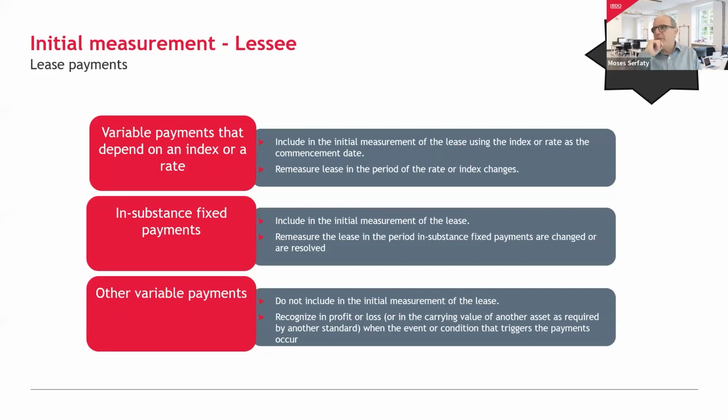And then you've got other variable payments, let's call them contingent rents, or turnover rents. Those are excluded from the measurement of the lease, and you recognize them in profit or loss when the condition that triggers the payments occurs. So normally, if it's a turnover rent, you would do it in the period that the turnover that gives rise to the payments arises. So moving on to the next slide.